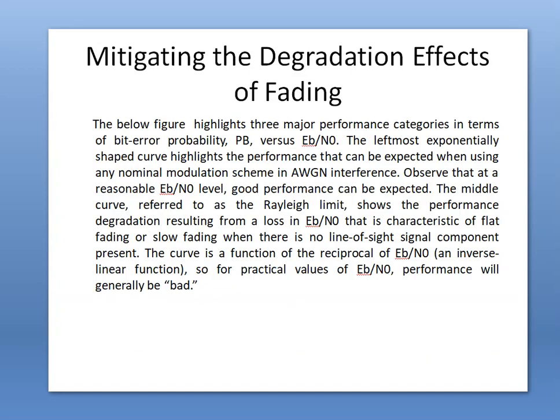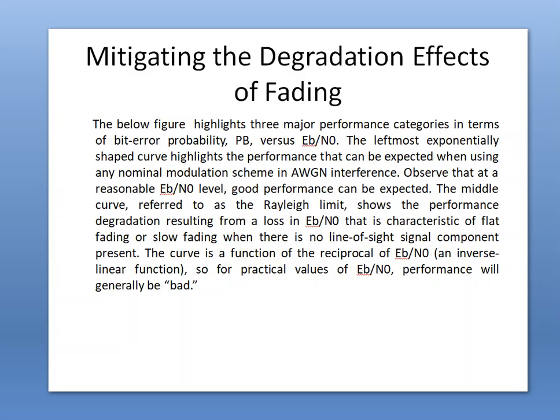And move to the next step, mitigating the degradation effects of fading. What are the mitigating steps we have to consider? In the below figure, we highlight three major performance categories in terms of bit error probability, that is PB, versus Eb/N0.